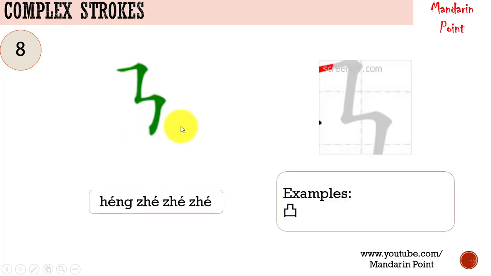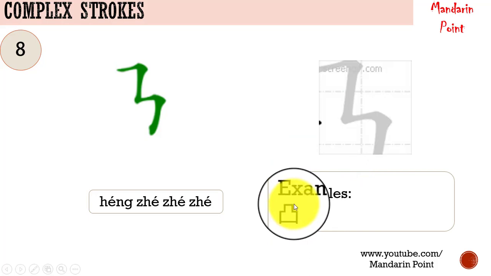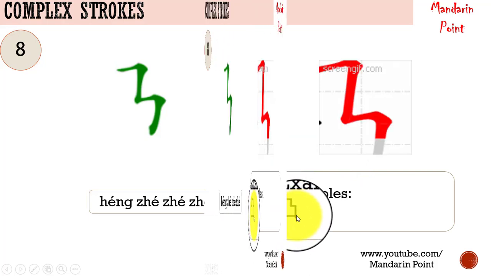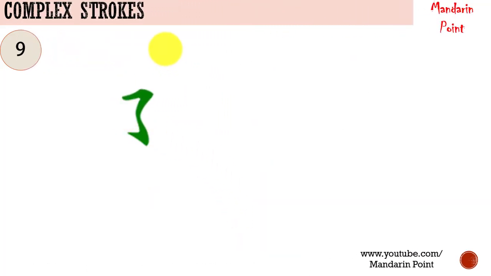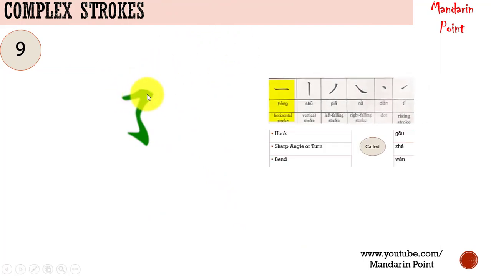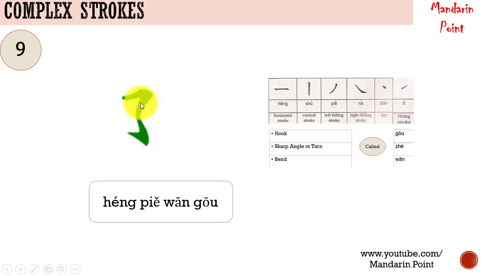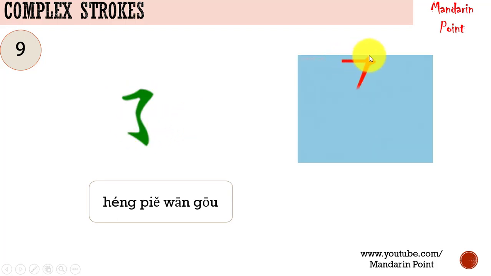So many zhi. So you can find it over here. Hang zhi zhi zhi. The next one is a little bit different. Horizontal stroke, left falling, then a curve with a hook at the end. Hang pie one go.